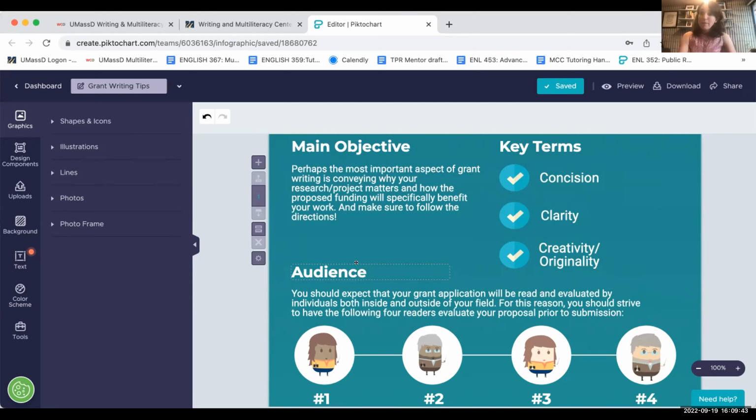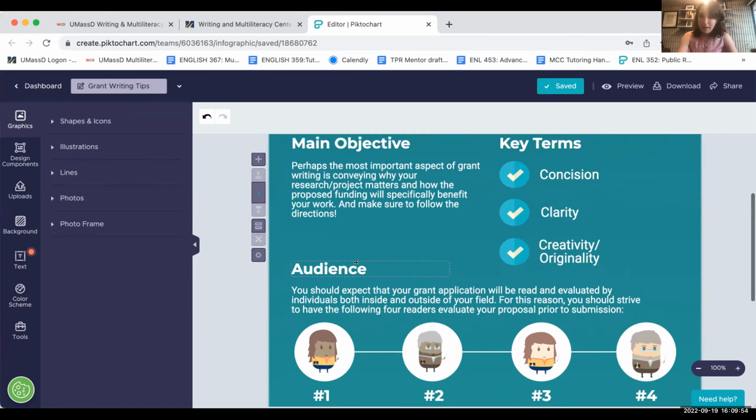And then again, you want to be creative and original. You want to make sure your idea stands out. You want to make sure you're not just repeating work that someone else has already done. So that is going to be particularly important as well.